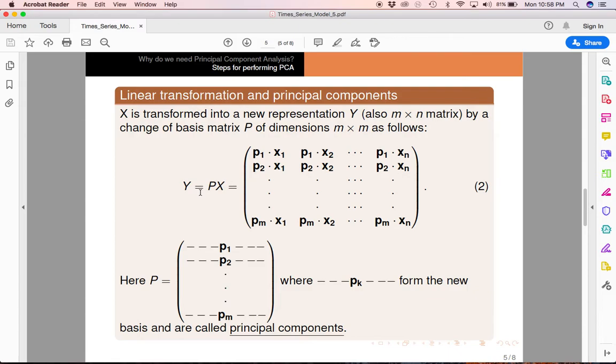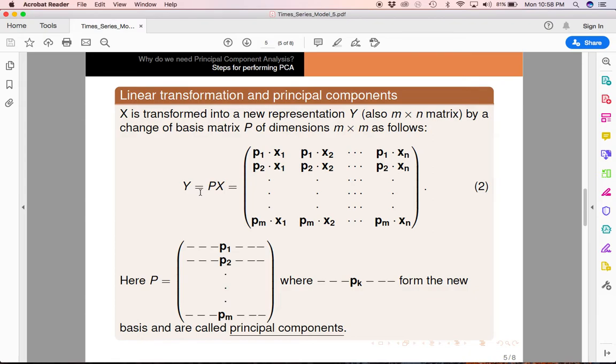Let's call that new representation Y and the old representation, that of the data matrix, X. So we are looking for a transformation matrix, which is a change of basis matrix P, which takes the data from X to Y. At the same time achieving the properties that I just mentioned in the previous slide. So P is what we need to find.